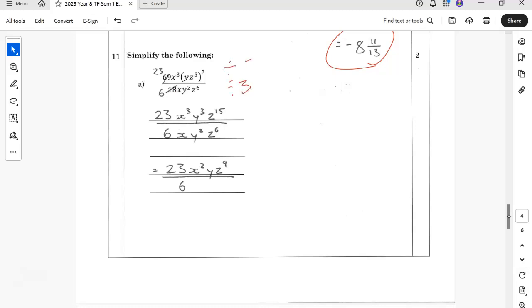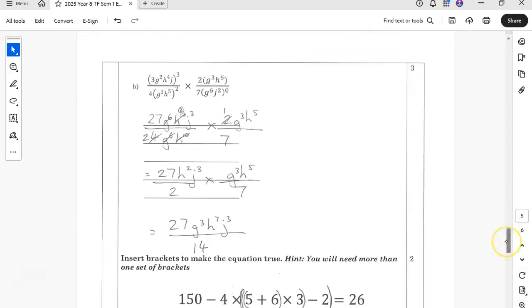Divide the top by 3, and then of course you simplify by subtracting. x cubed minus x is x squared, then z to the 5th minus z to the... y, I should say, y cubed minus y squared minus y leaves you with y, and z to the 15th minus z to the 6th leaves you with z to the 9th.